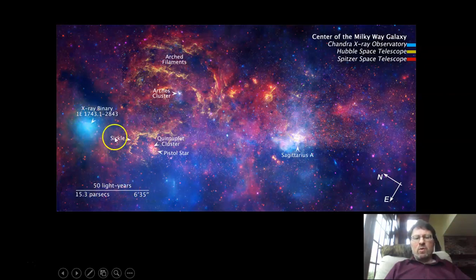And so it's between 100 and 200 light years, at least in projected distance, from this X-ray binary over to Sagittarius A star.